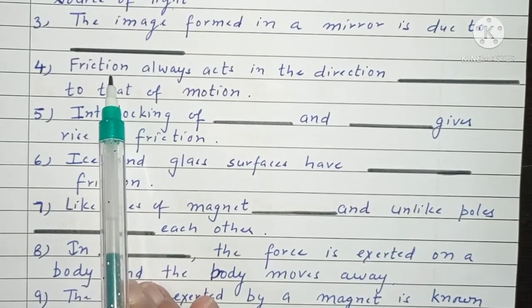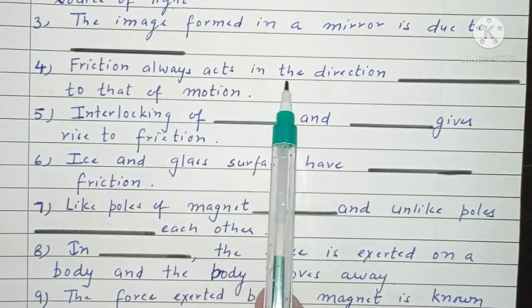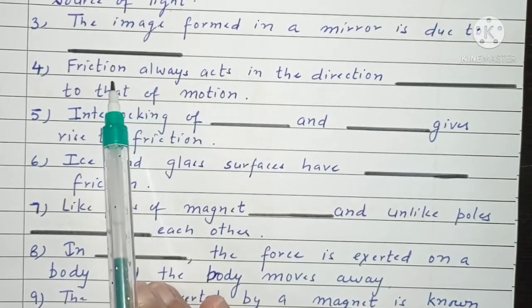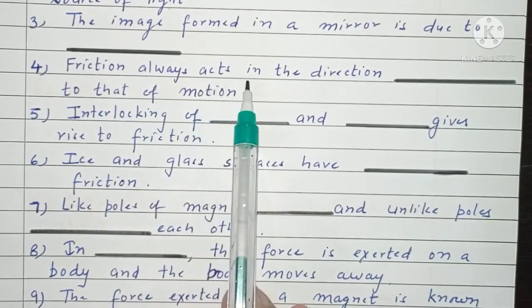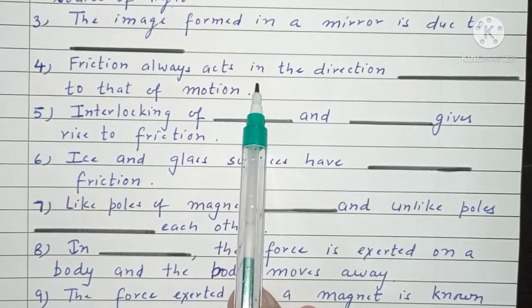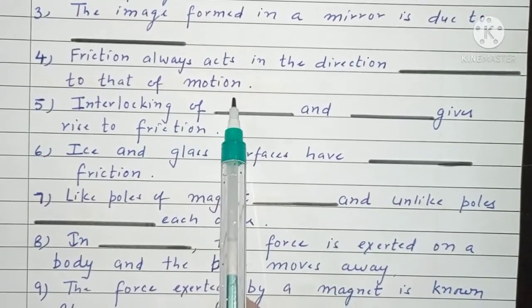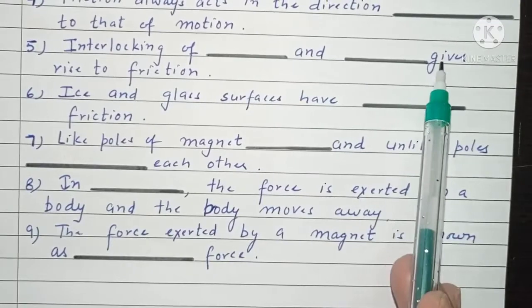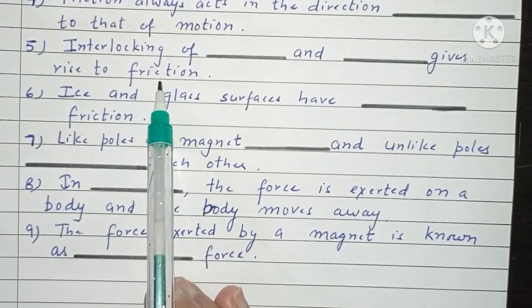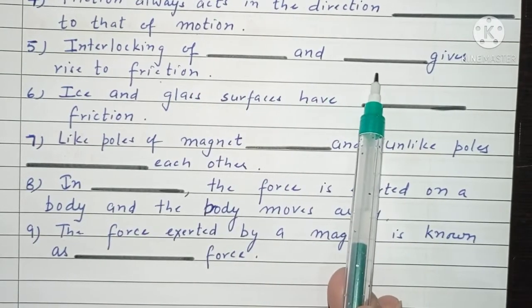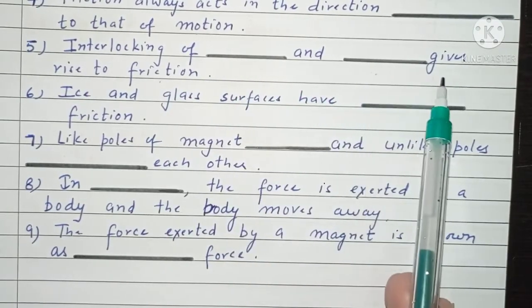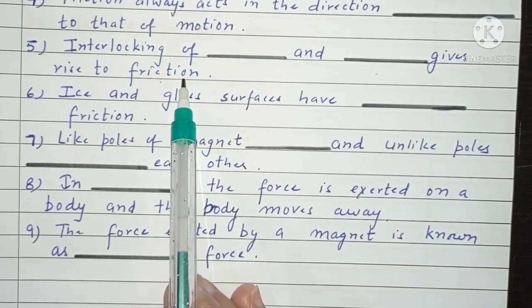Number 4. Friction always acts in the direction dash to that of motion. We know that friction is an opposing force. So, it will act in the direction opposite to that of motion. Interlocking of dash and dash gives rise to friction. Children, every surface has ridges and grooves, and the interlocking of these ridges and grooves is the cause of friction.